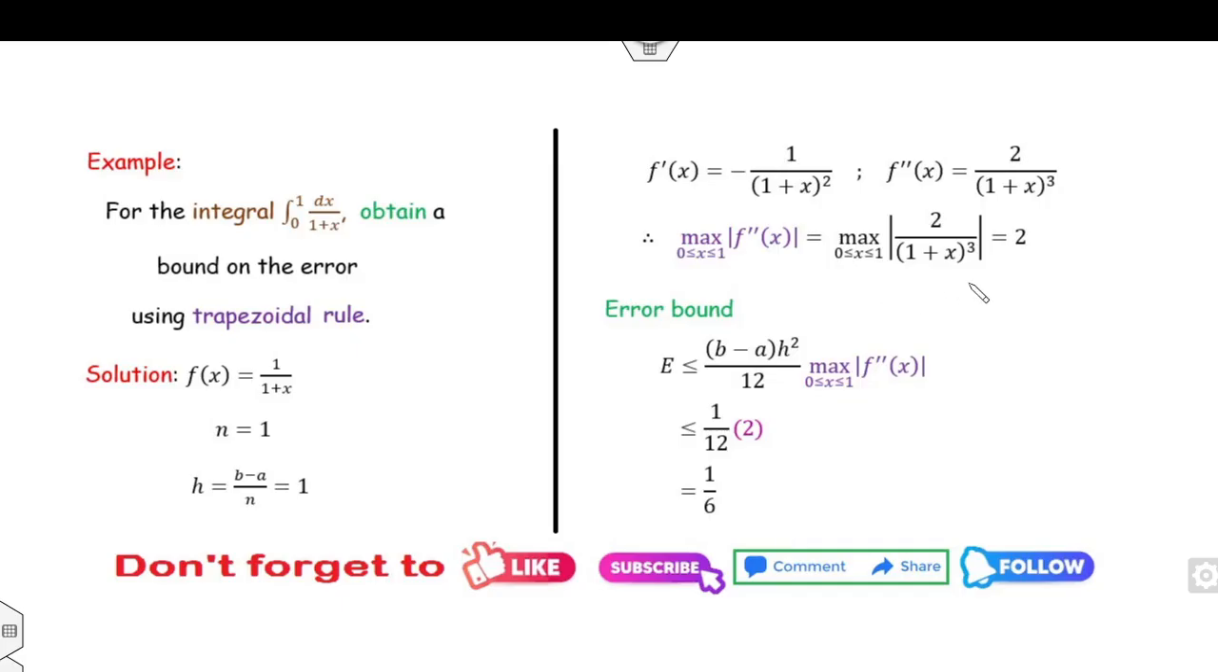Fine. Otherwise, as I told you, you can consider y as 2 divided by 1 plus x cube. Fine. You can find this derivative. It is -6 over 1 plus x to the power 4. And if you find the second derivative, it is 24 over 1 plus x to the power 5. Fine. There is no need, but as I told you, this is a decreasing function. And once it's a decreasing function, the maximum occurs at the lower point. If it is an increasing function, the maximum occurs at the highest point. And this is the answer for this trapezoidal error.